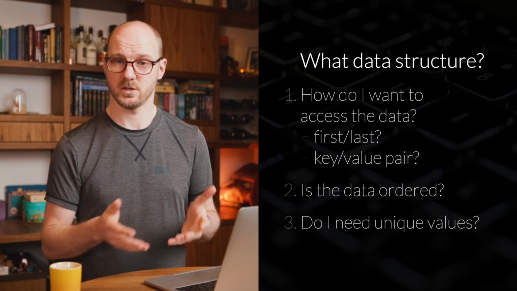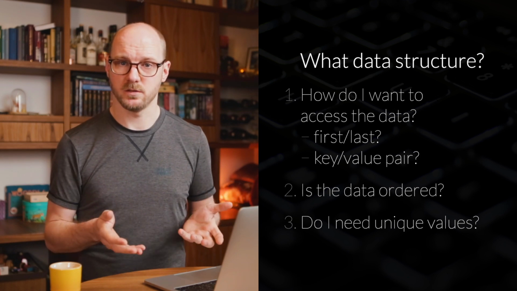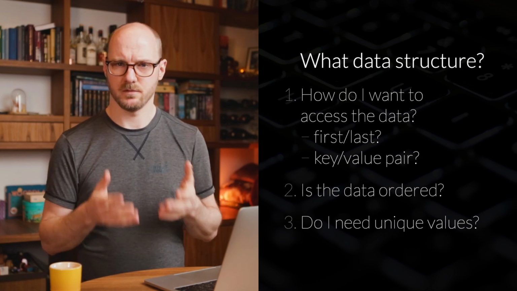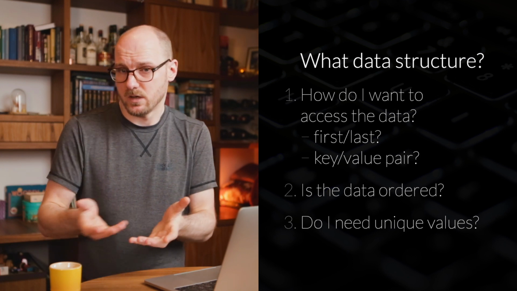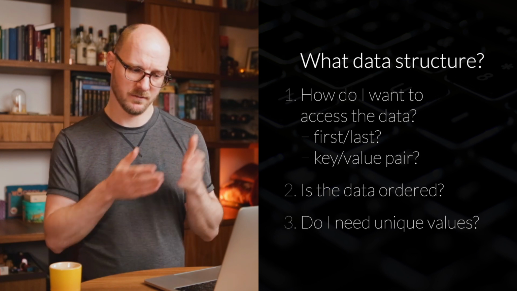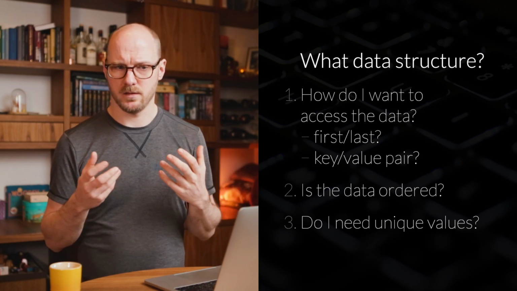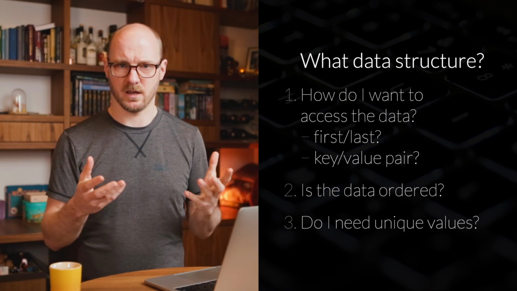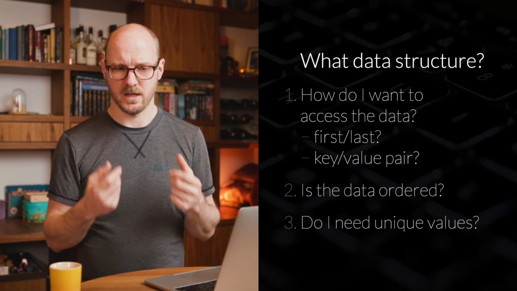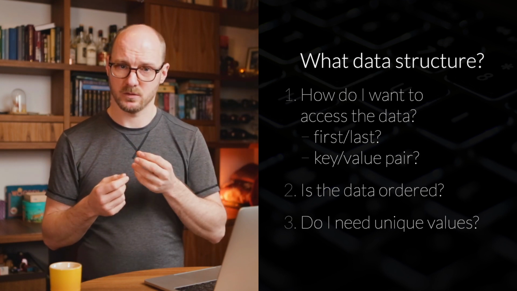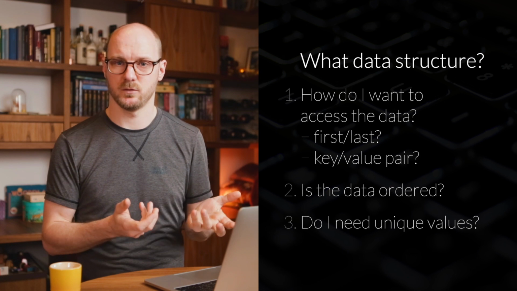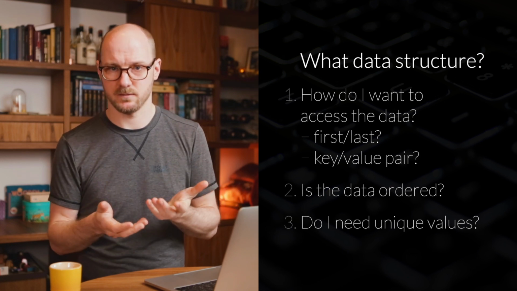To determine which collection, which data structure I want to use, I ask myself 3 questions. The first question is split up into a sort of sub-question. Do I want to access only the first or the last part of a list of items? Or do I want to think of my collection of elements as a function? Namely, if I give it an input, I want a certain output, which is the key value store that we often see, which is an object versus an array.